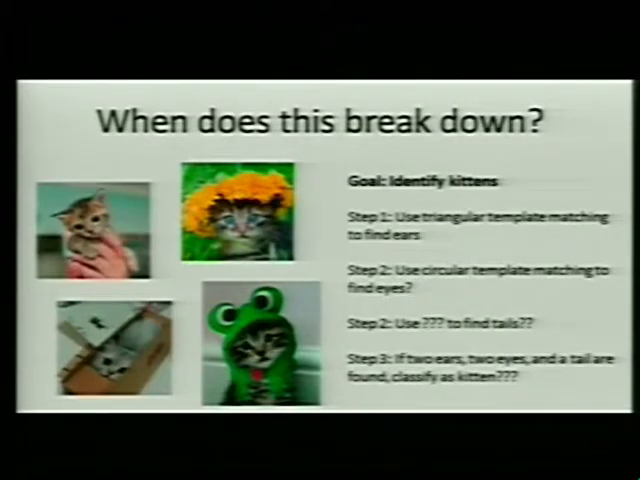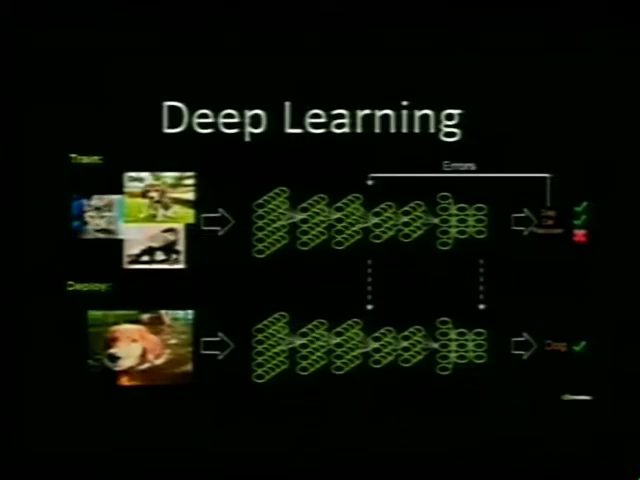And then the final step, if you found all of those things, maybe you would classify it as a kitten. But you can see from these four examples that none of these have tails. You can't really see the ears on two of them, and this just wouldn't work for a robust algorithm to find cats. So what should we do instead?